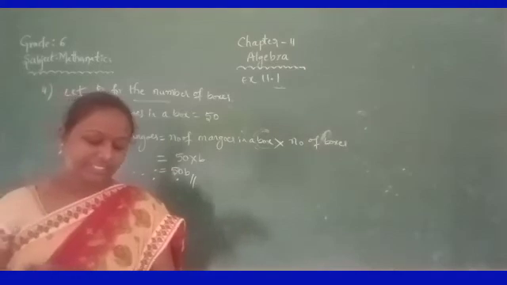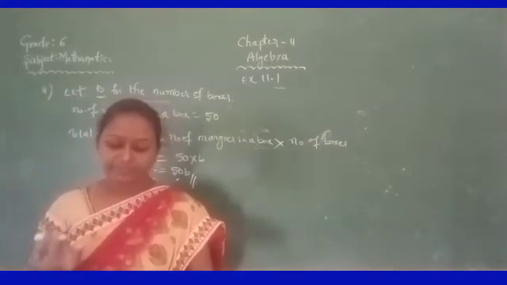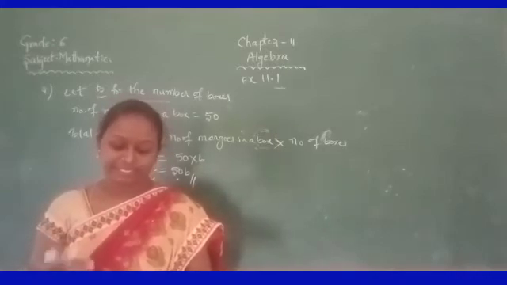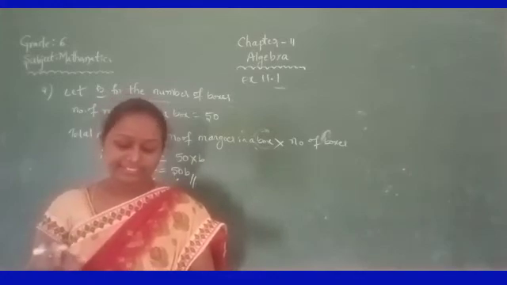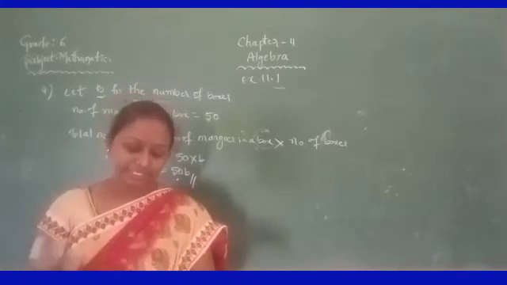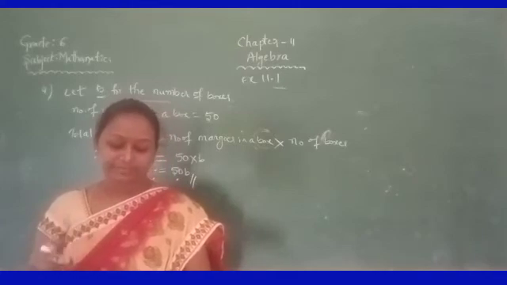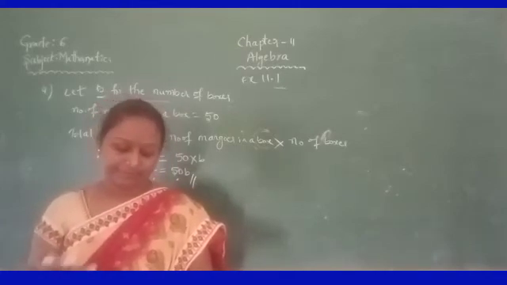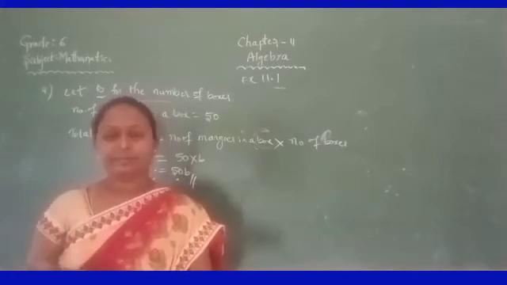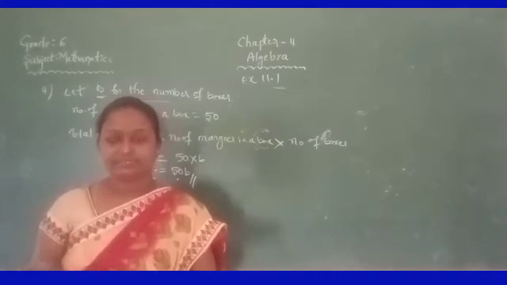And the sixth one: a bird flies 1 kilometer in 1 minute. Can you express the distance covered by the bird in terms of its flying time in minutes? In 1 minute, the bird flies how many kilometers? 1 kilometer. In minutes, in 1 minute it flies 1 kilometer. For flying time you have to consider t.